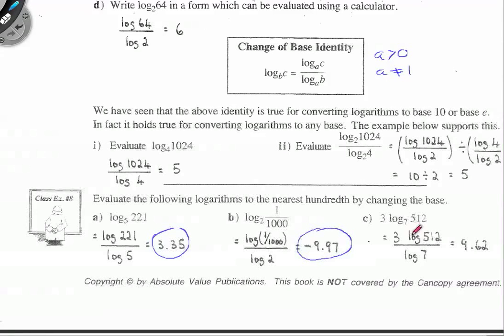Here we have log of 512 divided by log 7. We can do that in our calculator and then multiply it by 3. Or we can go 3 times log 512, get an answer, and then divide it by log 7.